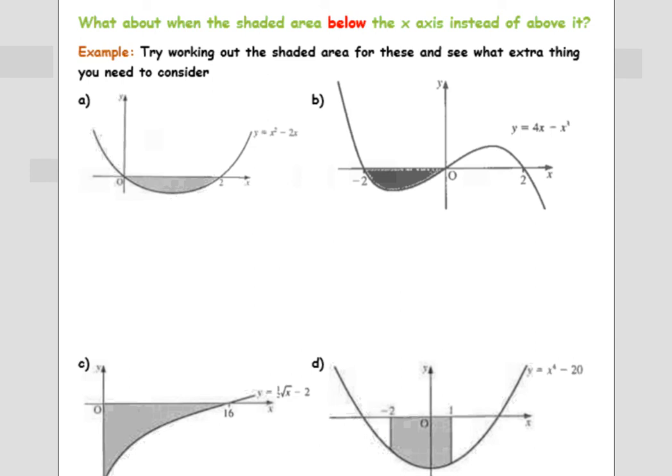So it says, what about when the shaded area is below the x-axis instead of above it? Try working out the shaded area for these and see what extra thing you need to consider. If you put the integral into the calculator, like Sarah said, you still have 0 and 2 in that order, still the lower and then the upper. You still write the function. Because there's two functions subtracted from each other, put it in brackets, because when you put the dx, it looks like 2x dx, and it's only considering 2x dx, not the rest.